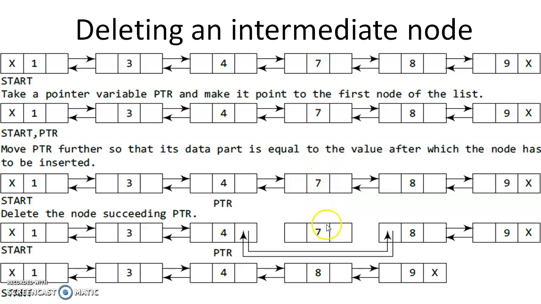So now I want to remove this particular 7. What we want to do is, 4 has to point to the 8 and 8 has to point to the 4. So if this is the pointer, 4 has to point to this particular 8 and 8 has to point to that particular 4, and after removing this one, this is the linked list that we'll be having. We'll see with an example how we are writing this.